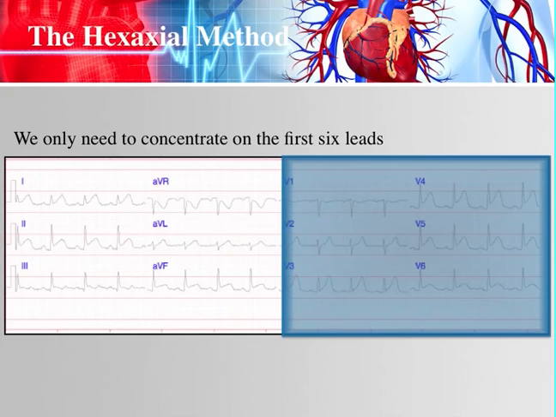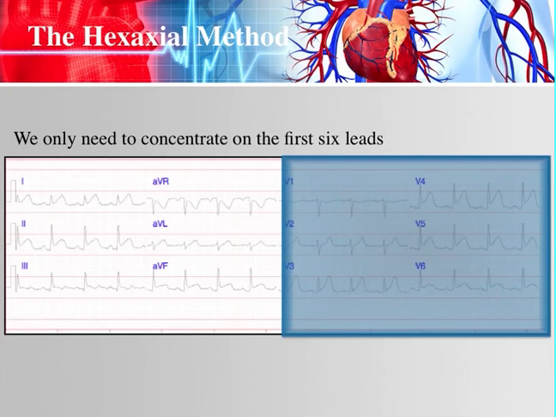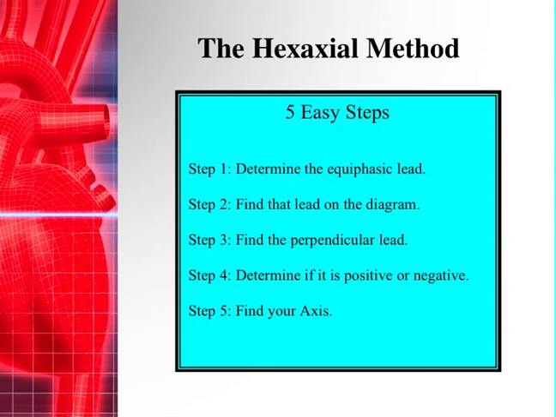So we only need for now these first 6 leads. We're not doing the precordial axis just yet. We're doing the frontal plane axis, and we get that from our 6 limb leads. And what you're going to do is this 5-step process.